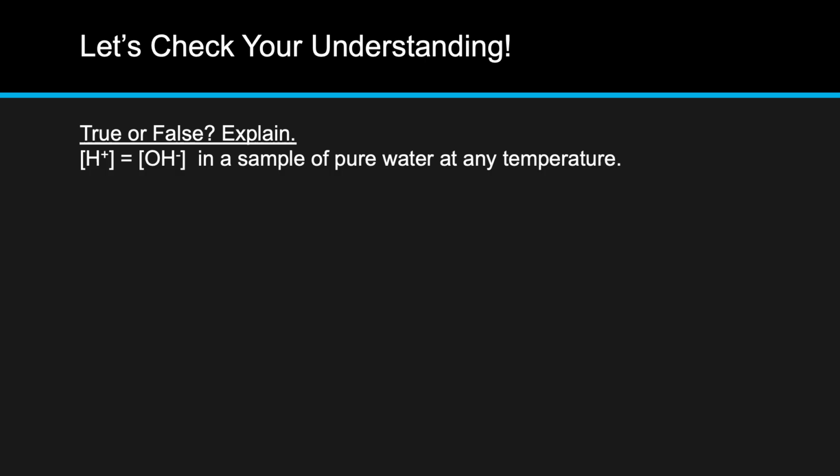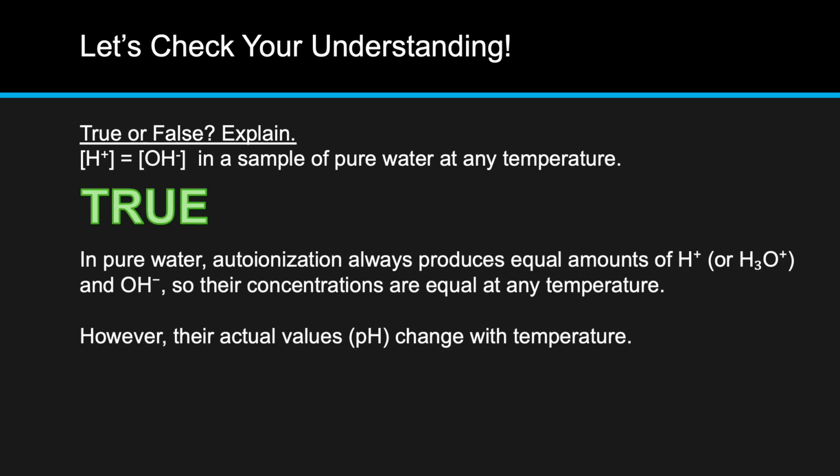Next statement, the concentration of H plus and the concentration of OH minus is equal in a sample of pure water at any temperature. That is a true statement. So in pure water, autoionization always produces equal amounts of H plus and OH minus, so their concentrations are equal at any temperature. However, just keep in mind that their actual values or the pH can change with temperature. They'll still be equal to each other, but they will change the pH.